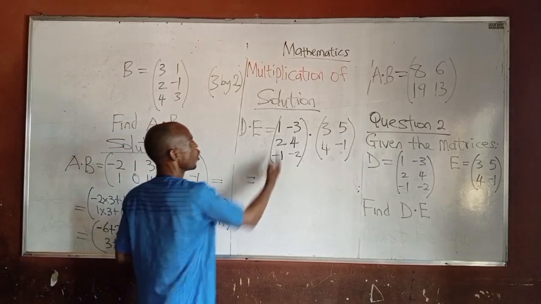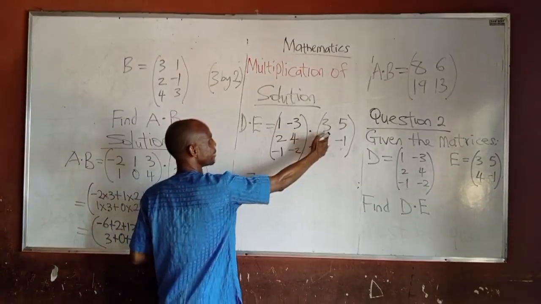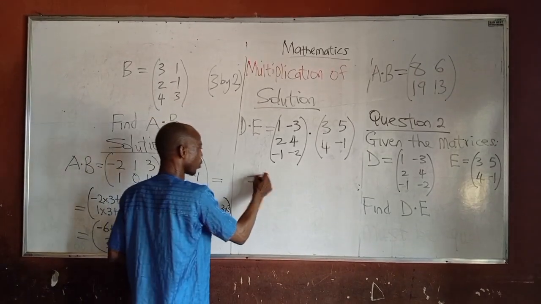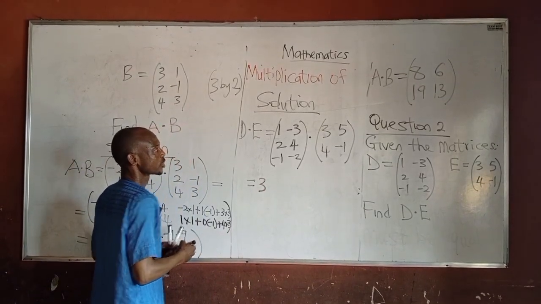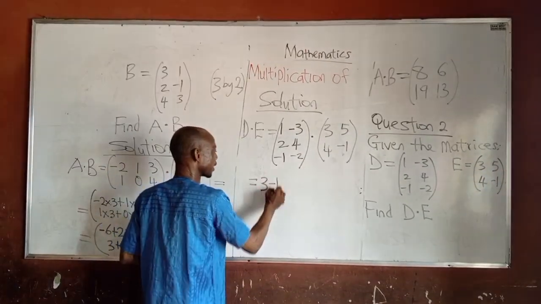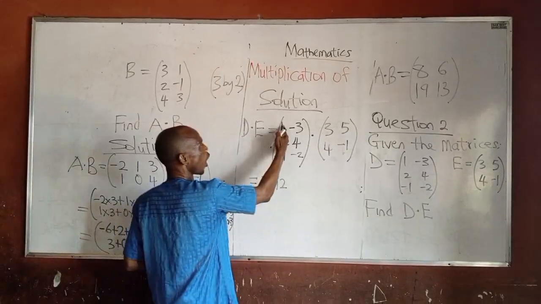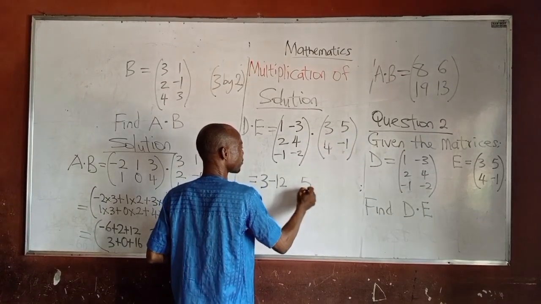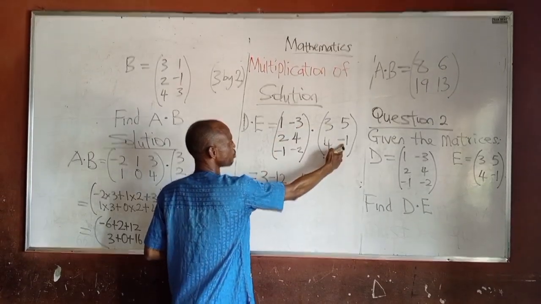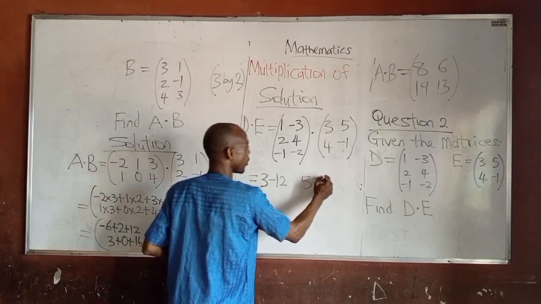So now let's go. 1 times 3. I'm going to be writing the answer finally there. 1 times 3 is equal to what? 3. Plus minus 3 times 4 will give us what? Minus 12. So we are through with that. We take the next one. 1 times 5 gives us what? 5. Plus minus 3 times minus 1 will give us what? 3. So we are through with that.